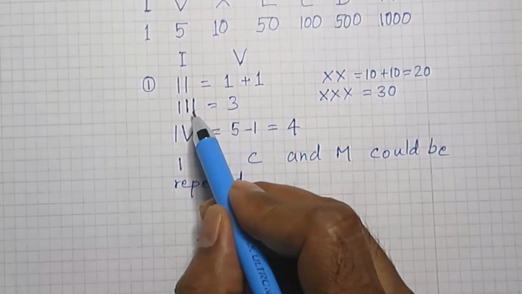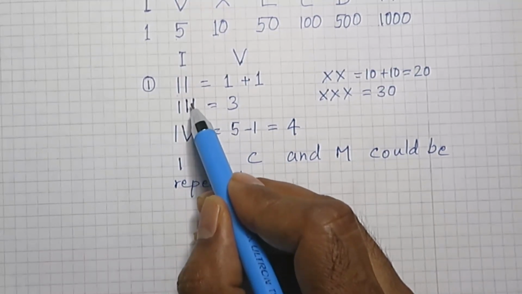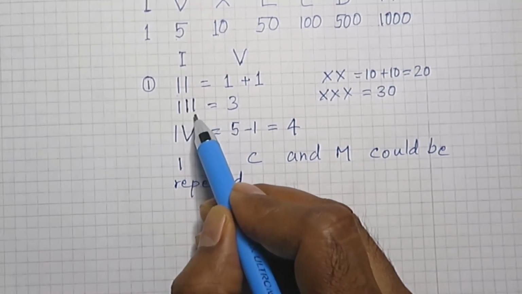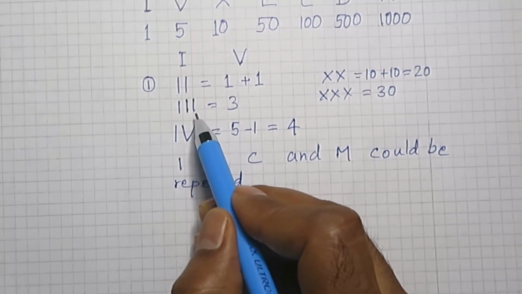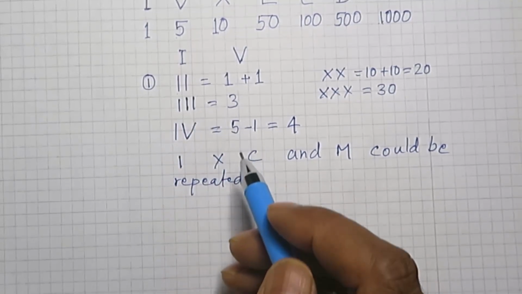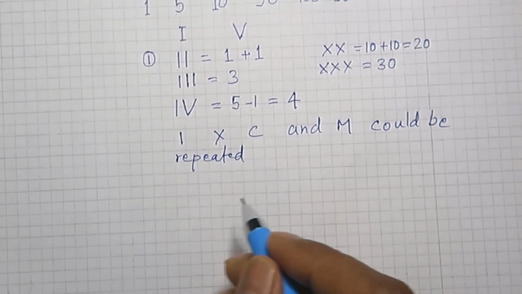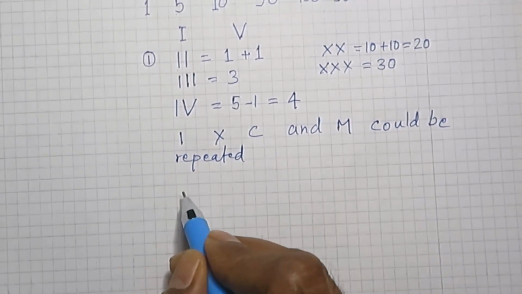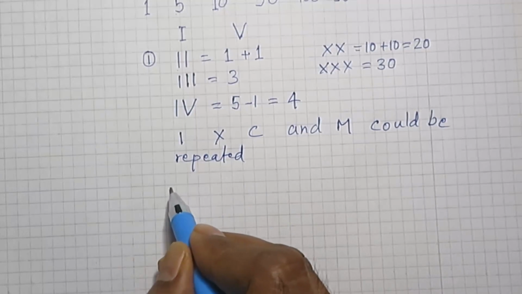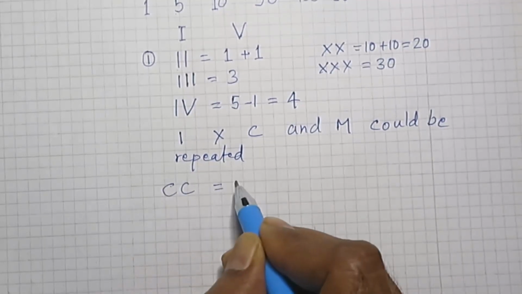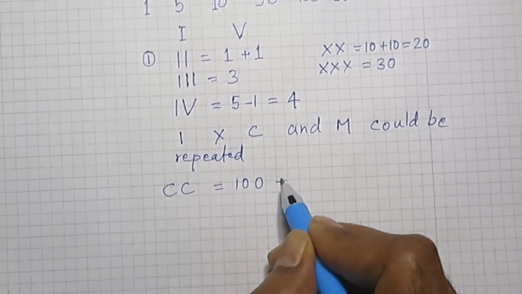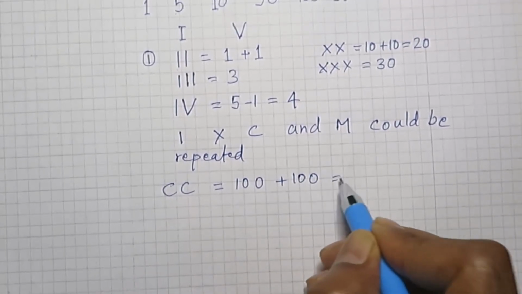And already I have told you that no numeral can be repeated more than 3 times. So only up to 3 times is allowed. Based on these rules, we can write some numbers. As I said, for example, if I write CC, it will be 100 plus 100, 200.